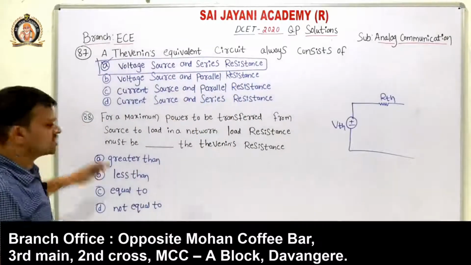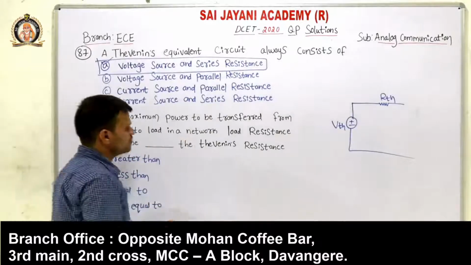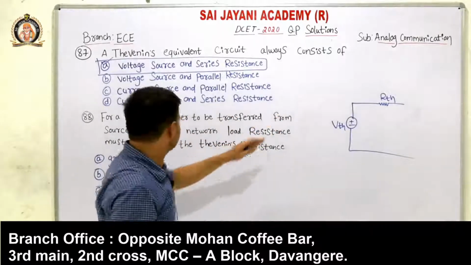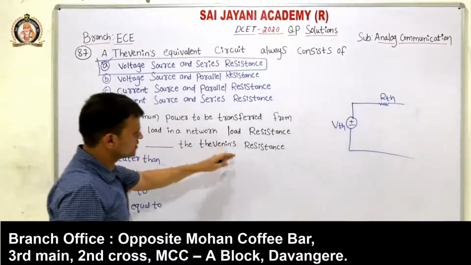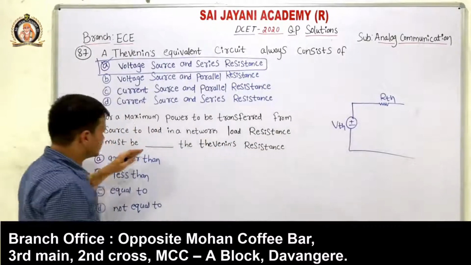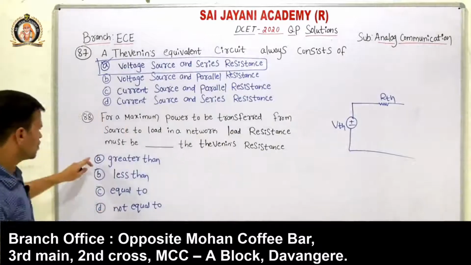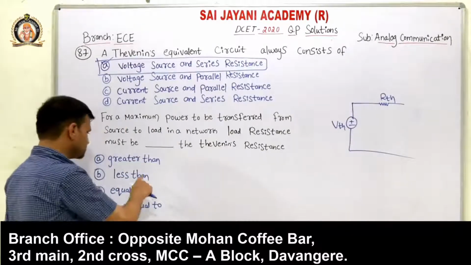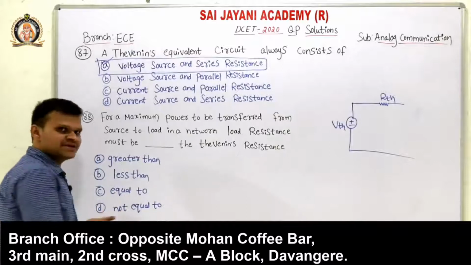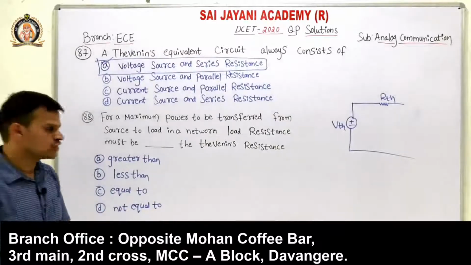Move on to question number 88. For a maximum power to be transferred from source to load in a network, the load resistance must be dash the Thevenin's resistance. We have 4 options. Option A, greater than, option B, less than, option C, equal to, and the option D, not equal to.